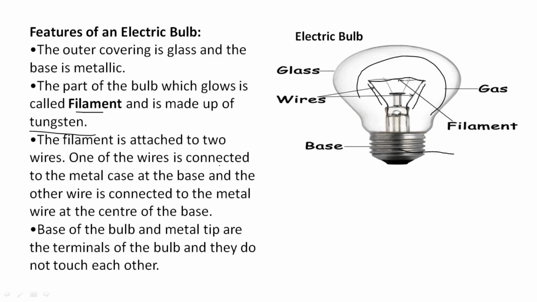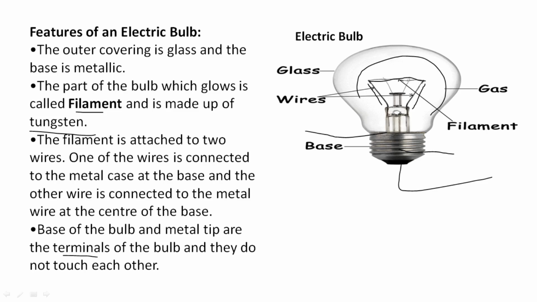One wire is connected to the metal case at the base. Okay, another wire is connected to the center of the base. So one is connected to center, another one is connected to metal case. So base of bulb and metal tip are terminals. So here one terminal and second terminal, and they do not touch each other. Okay, so here filament is used, and these wires are used.